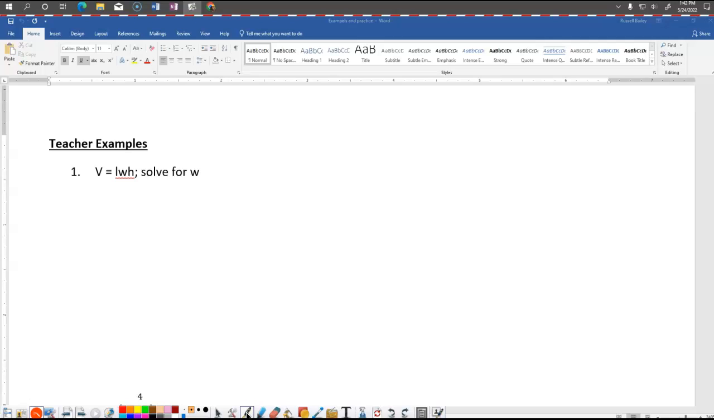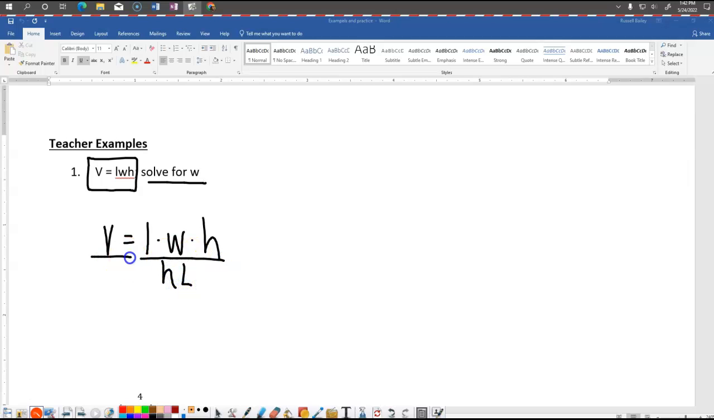So let's begin. So here's my formula, and I want to solve for W. So I have V equals L times W times H. Basically, to get W by itself, you do the opposite of whatever the other letters are doing to the W. So since I have L times W and H times W, I would divide H and L on both sides. And on this side, the H and the L cancel out. And now I've got W by itself.